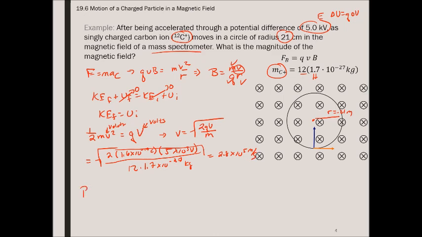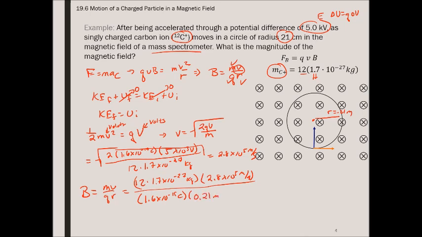Now we can use that in our equation for B is equal to mv over qr. So m is again 12 times 1.7 times 10 to the negative 27 kilograms times that velocity we just found, 2.8 times 10 to the 5th meters per second, all over 1.6 times 10 to the negative 19th coulombs times 0.21 meters gives me a magnetic field of 0.17 Tesla.